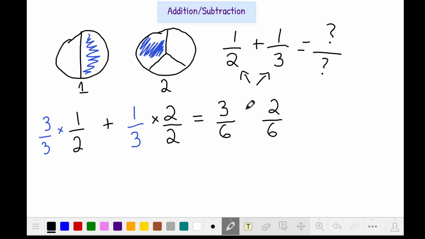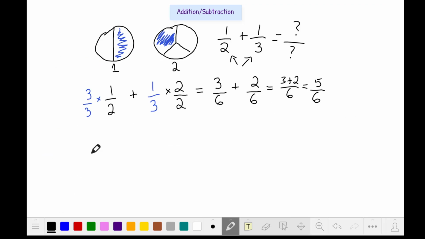And we still have a plus in the middle. And look at that. Right now we have the same number on the bottom, and as long as the number at the bottom is the same, we've got equally sized slices. So that means we can actually just straight up add. We've got 3 slices plus 2 slices. But the total number of slices at the bottom stays the same. So we've got ourselves 5 out of 6 total slices.